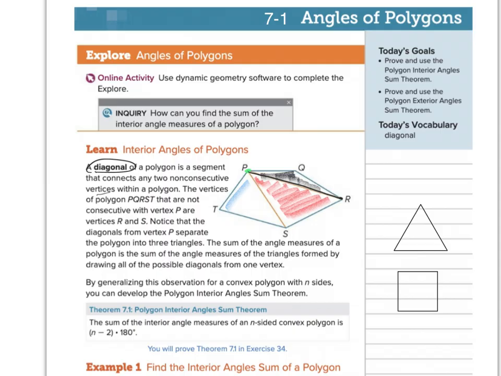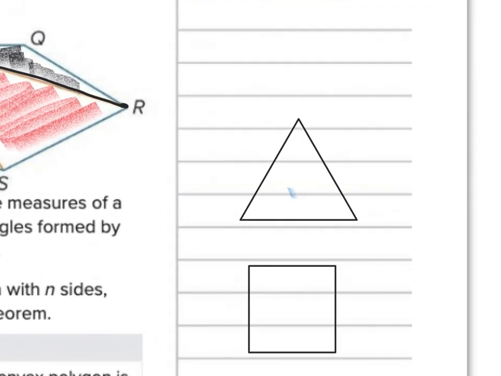Think about what the interior angle measurements of a triangle are. We know that the interior angle measurements of a triangle are going to be 180 degrees. All of my angles added up together are going to equal 180 degrees. So we use that, we build on that.